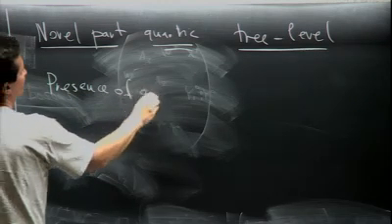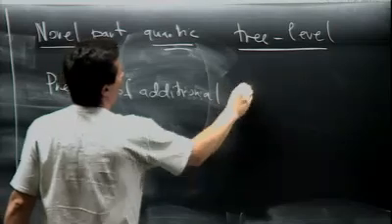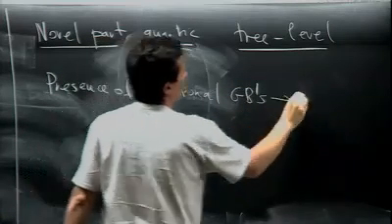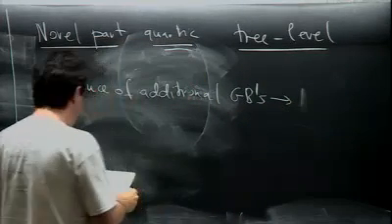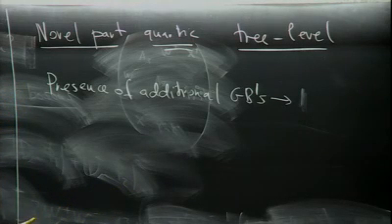Presence of the additional Goldstone bosons will lead to the quartic. Okay, so how does this lead to the quartic? Well, you go ahead and you start calculating the quadratically divergent part of the potential.